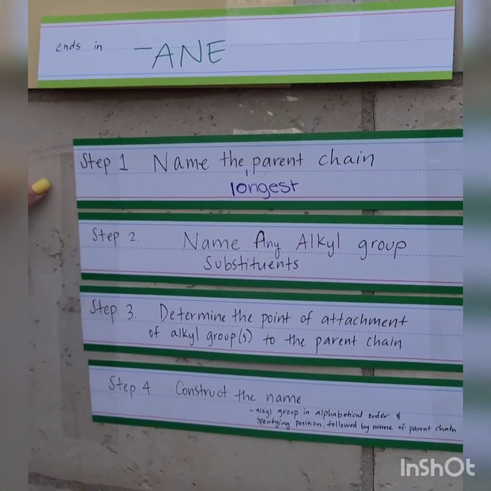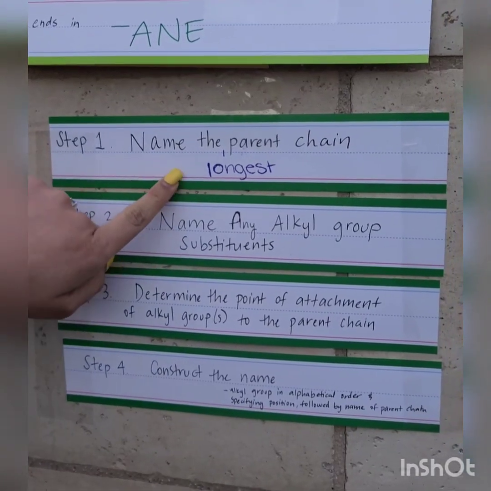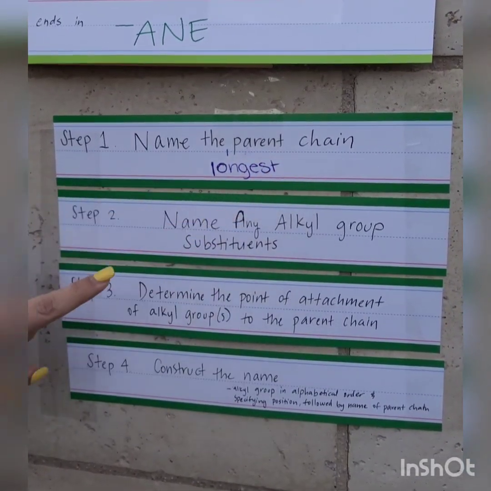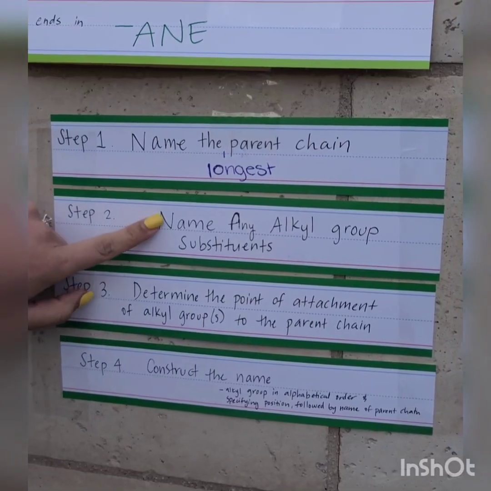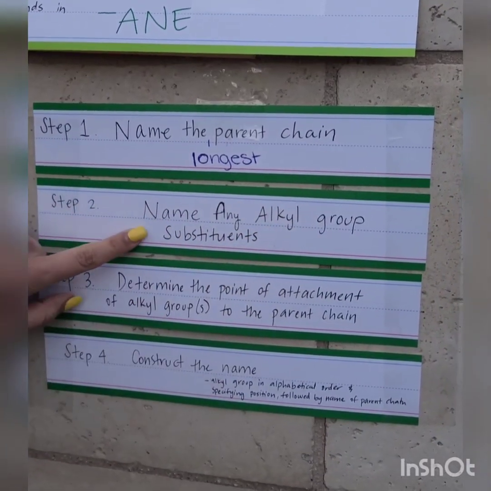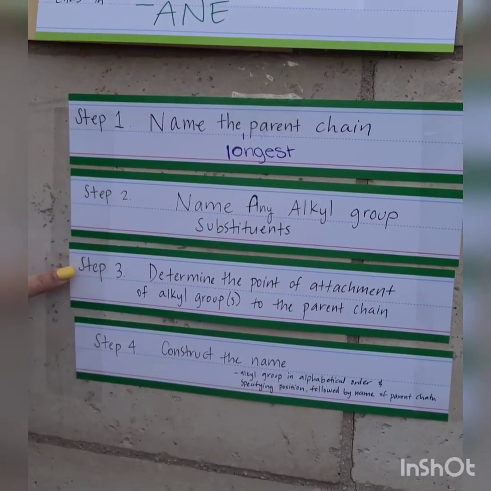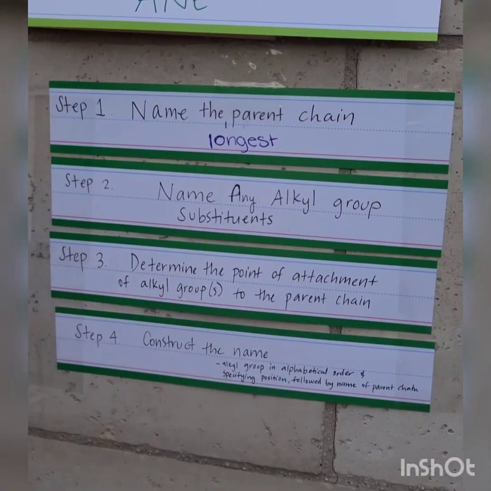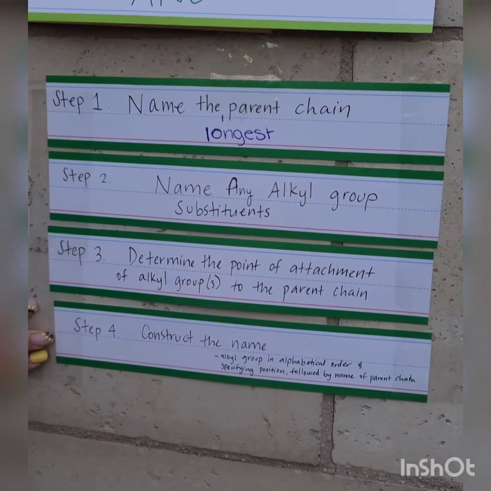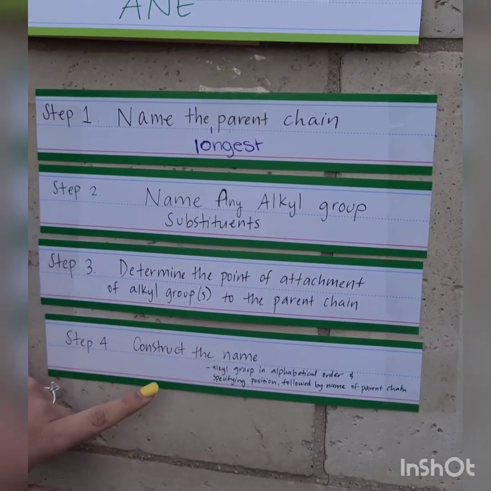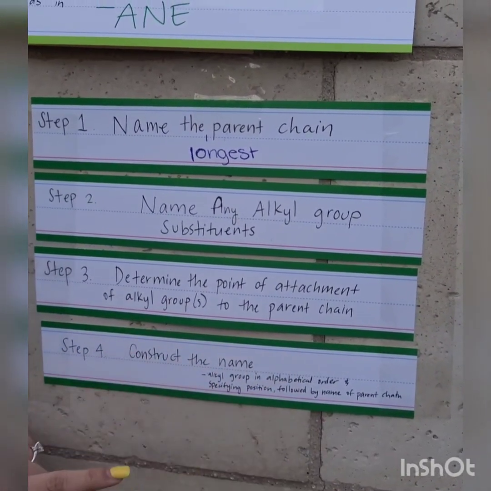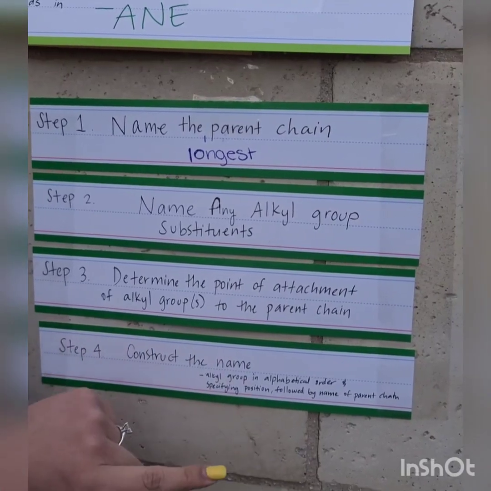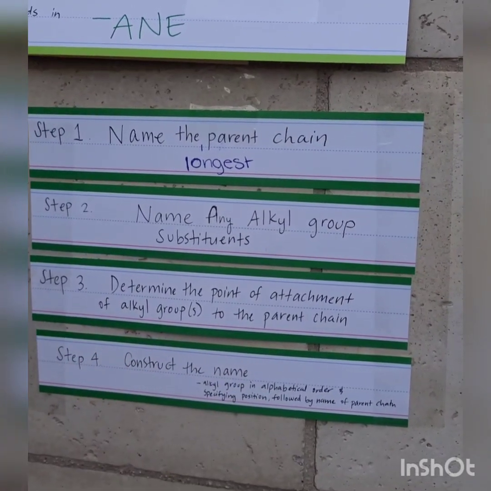The steps that we will be following. So step 1, name the longest parent chain. Step 2, name any alkyl group substituents. Step 3, determine the point of attachment of an alkyl group to the parent chain. Step 4, construct the name: alkyl groups in alphabetical order and specifying the position, followed by the parent chain.